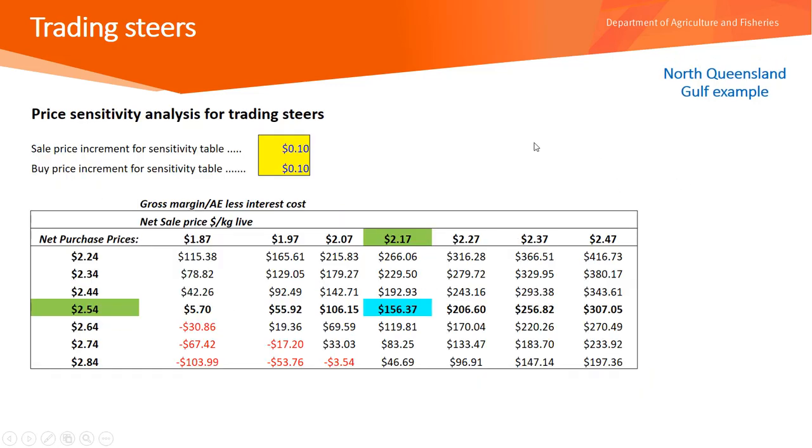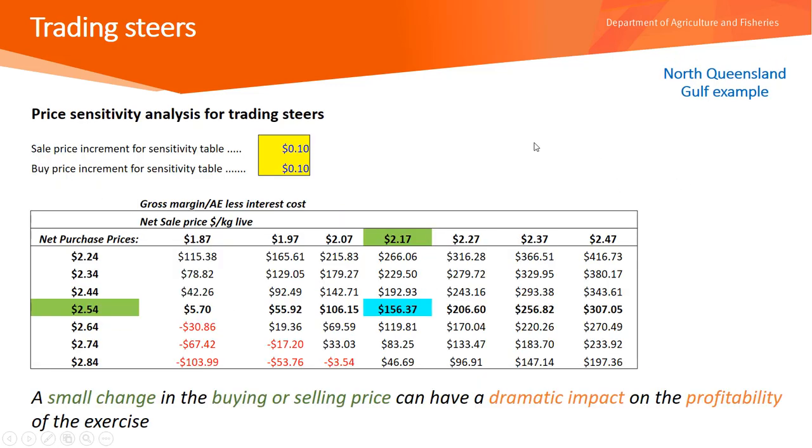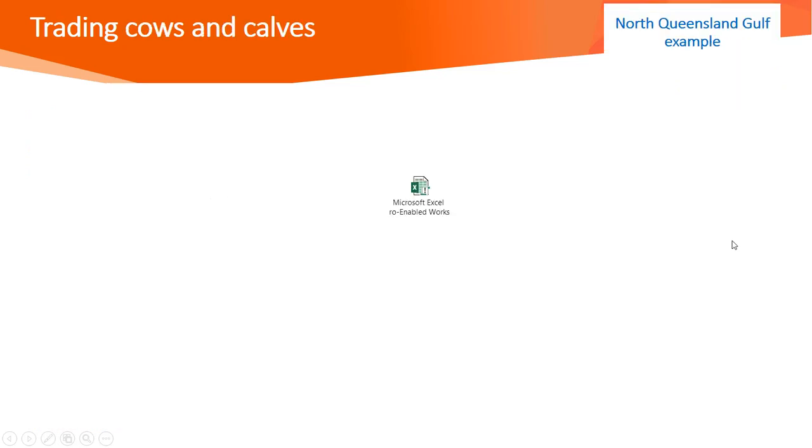Price sensitivity we discussed in the spreadsheet. A small change in the buying or selling price can really have a dramatic impact. We saw that, so we're assuming values here. We probably know a little bit about the purchase price. We don't know a lot about the sale price in 12 months' time. So if it falls significantly, we don't make a lot of money out of that exercise. So there's what we call price risk. There's the risk of the price changing over that 12-month period. So we've got to think about the price risk.